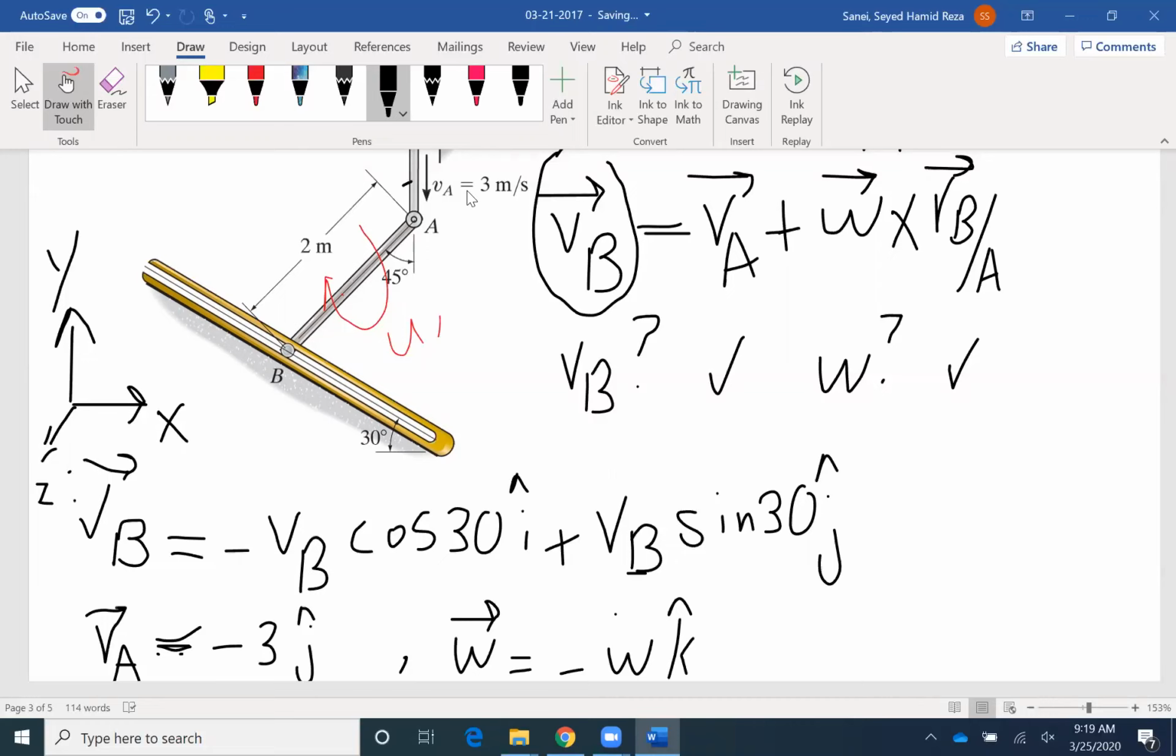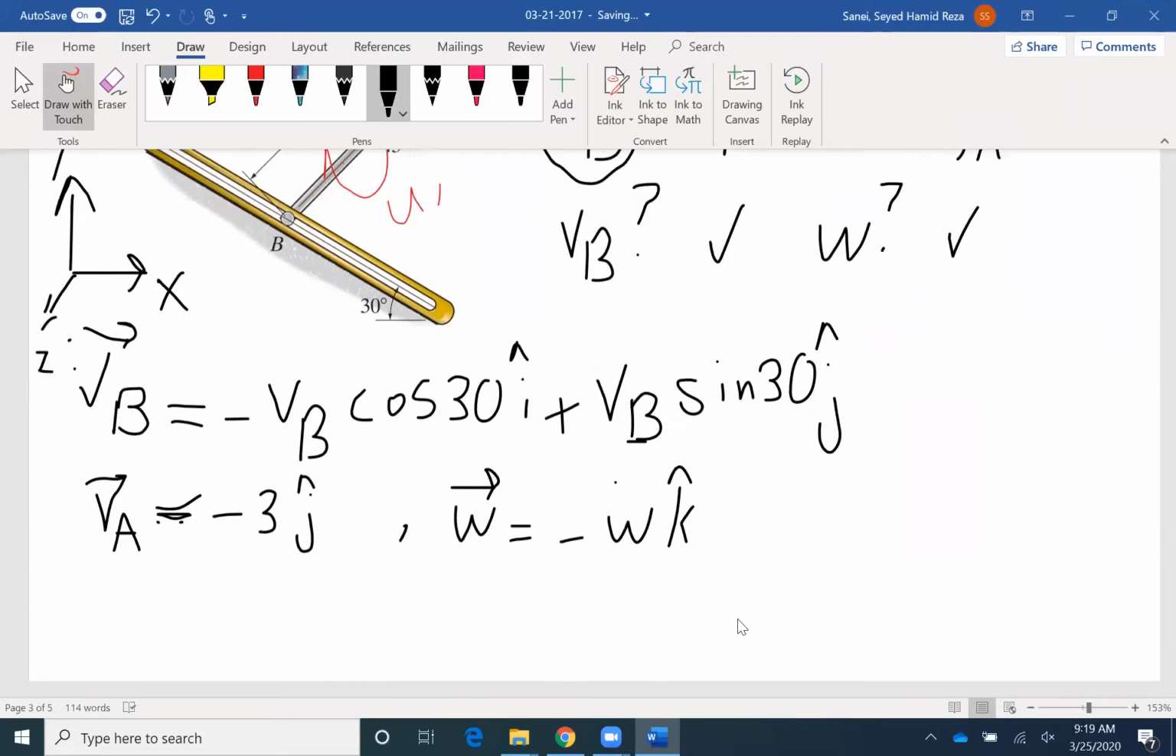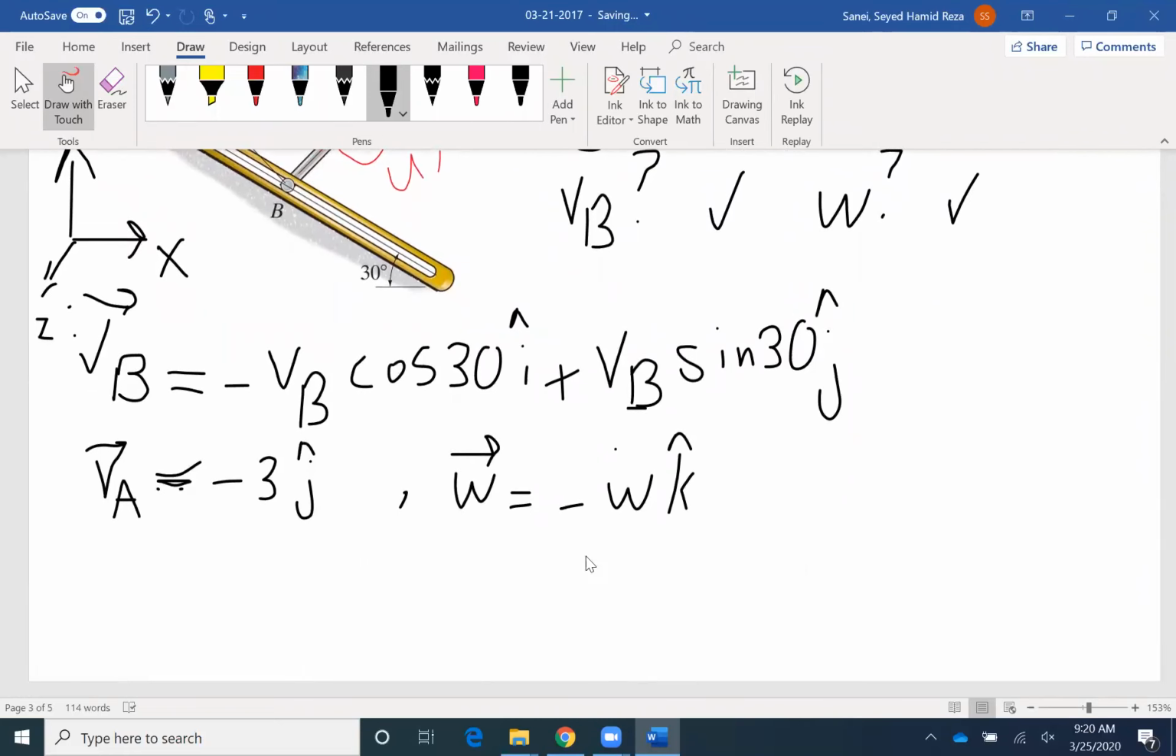If our motion was counterclockwise, let's say this motion, and now if you're using your right hand and four fingers in the direction of rotation, your thumb would be coming out of the page, so positive z. So here we are dealing with negative z or k. So we found VB, VA, omega.